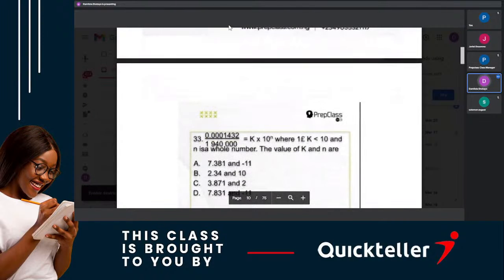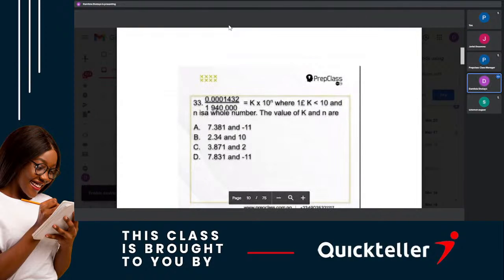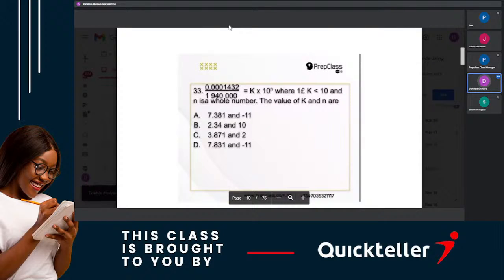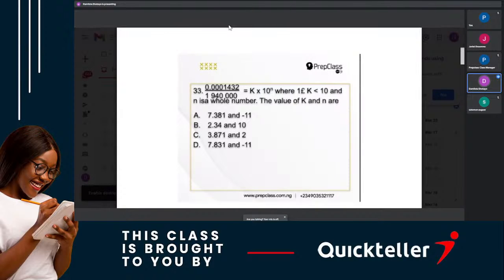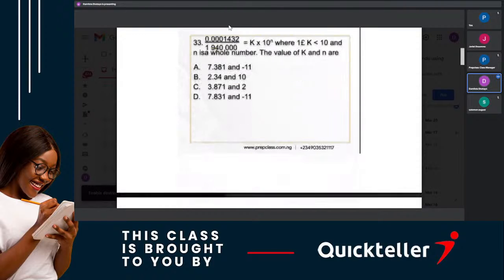Now, the third question is a question in standard form. Now look at this one. We have 0.0001432 divided by 19400. Now change it to this form, k times 10 raised to power n. This is a very easy question, and it is just telling you to change the question to standard form and tell us what the k will be and what the n will be in standard form.